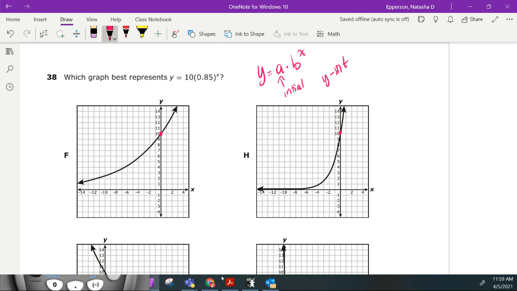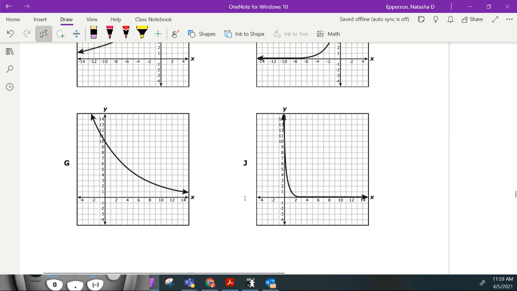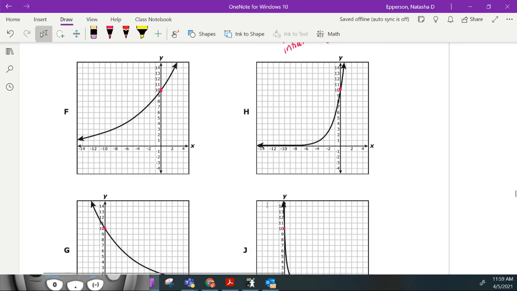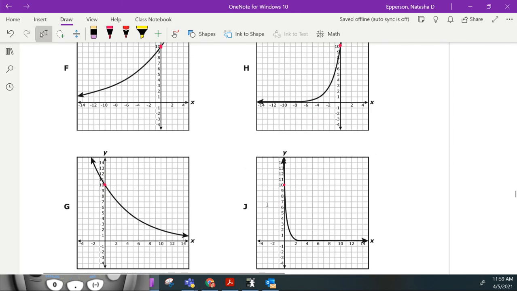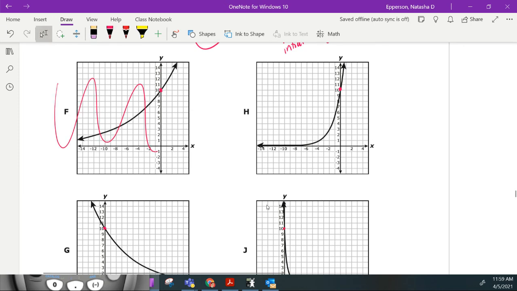This one has a y-intercept of 10. This one has a y-intercept of 10. This one has a y-intercept, I'm not 100% sure on that one. Okay, so now I need to think, is this growth or decay? This is 0.85, that is decay, that's less than 1. So that's going to eliminate F, and that's going to eliminate H.